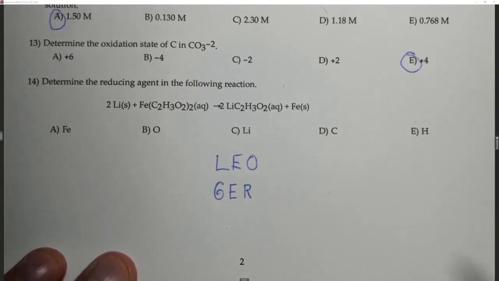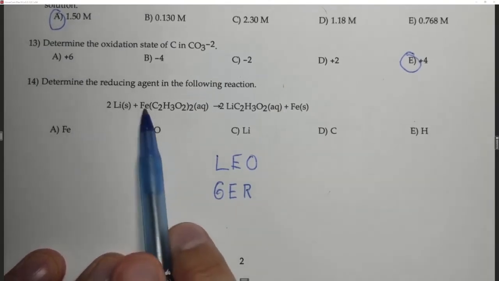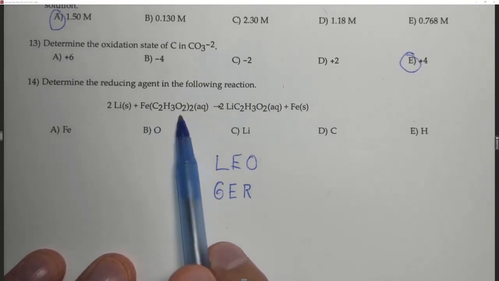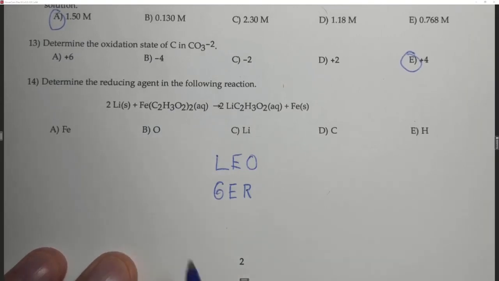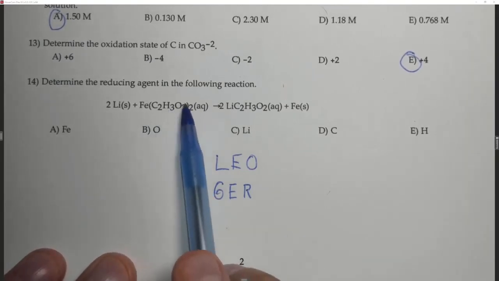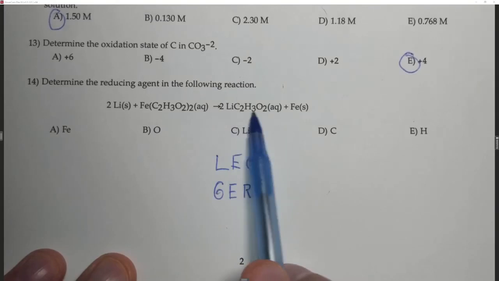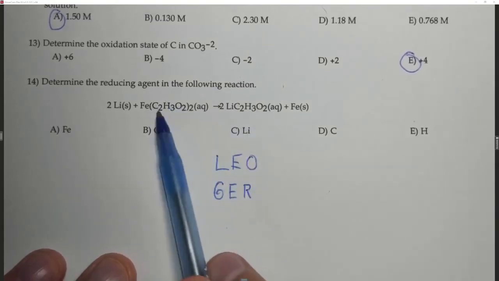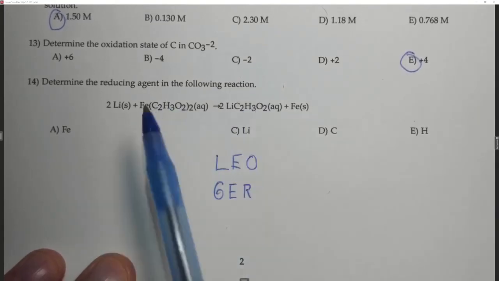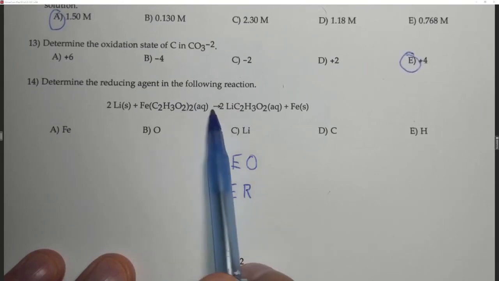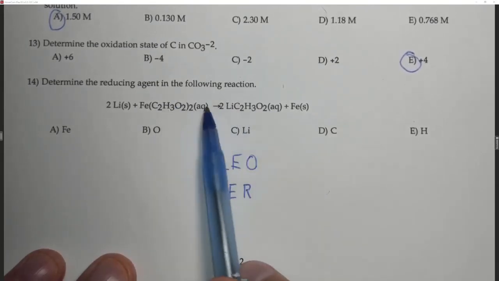This looks overly complicated because you have lots of atoms. You've got lithium and iron and carbon and hydrogen and oxygen. But there's a couple things to notice here. One thing that I notice instantly is we have C2H3O2 on this side and C2H3O2 on this side, two acetates here and two acetates here. This polyatomic ion, acetate, is completely the same on both sides.